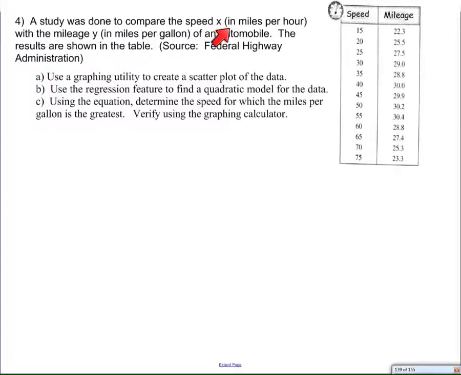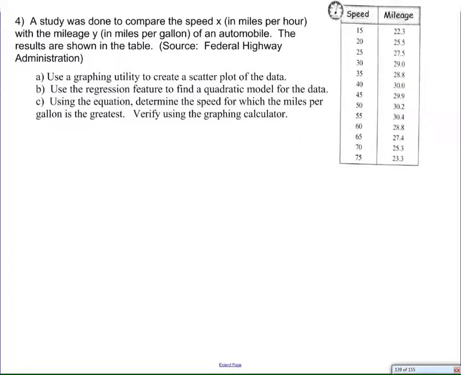So we're talking about speed as x, which represents the independent variable. So I control the speed, with mileage as y. What is mileage? It's miles per gallon. So we talk about fuel efficiency. How far can you drive on 1 gallon of gas? So 30 miles per gallon means for every gallon of gas you can travel 30 miles.